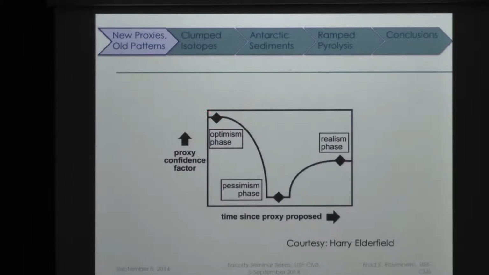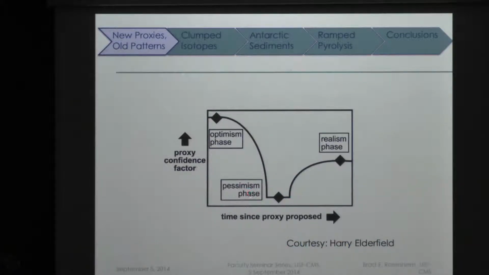conditions, you have this very nice optimism phase. This is where everybody is really excited: wow, you can tell the temperature of the ocean in the past, and everybody wants to jump on the bandwagon and start measuring this proxy themselves. And of course, when that happens, the warts are exposed. We start to ride this roller coaster down into the pessimism phase, and people start to realize that this is not behaving as theory would have had, or as it was originally presented.